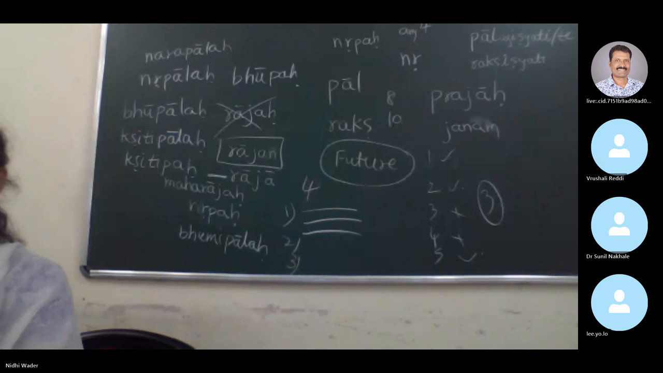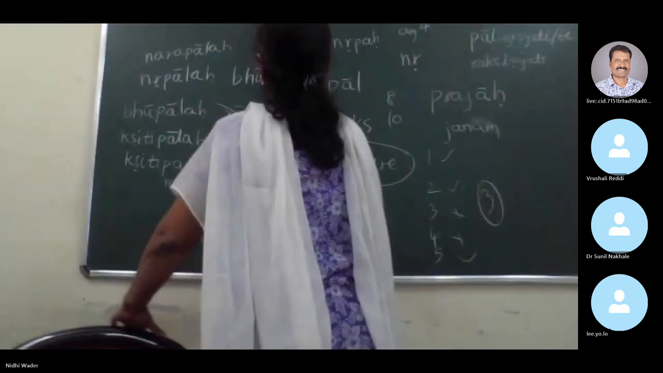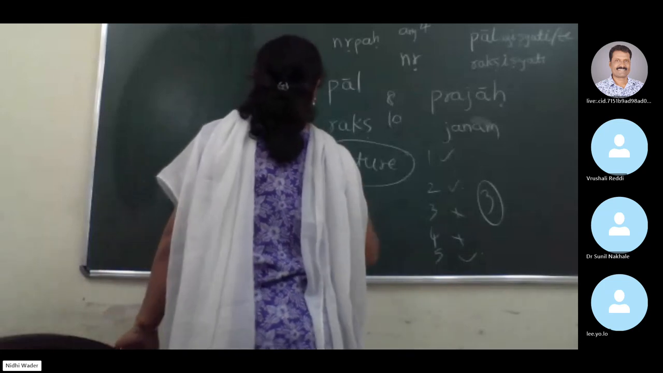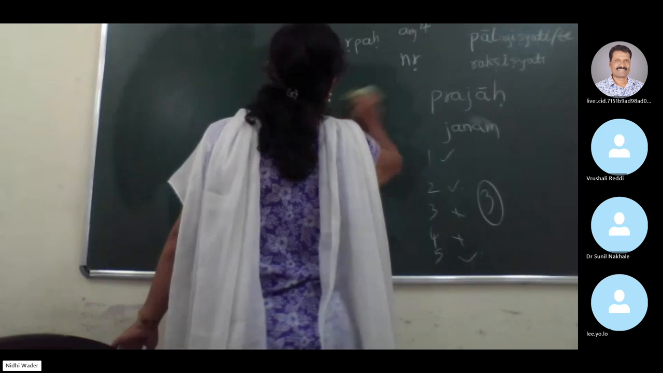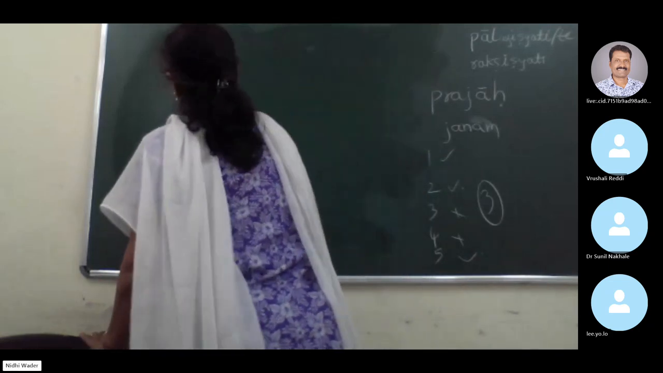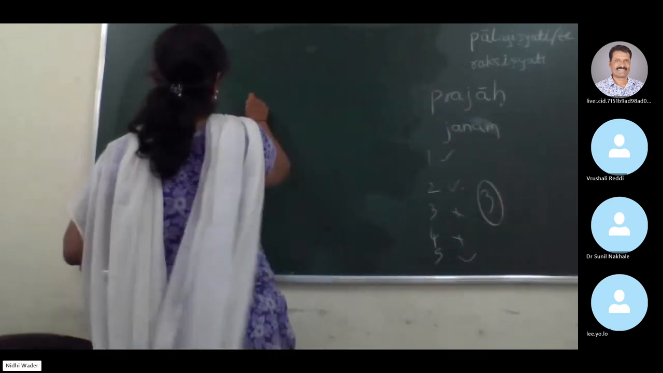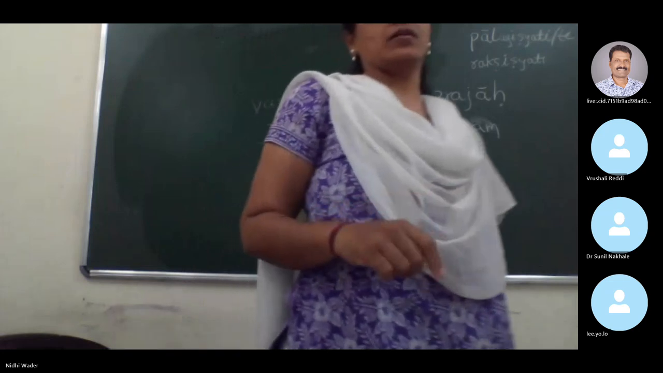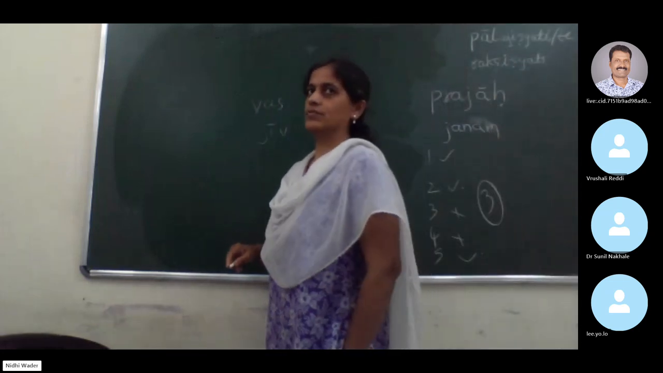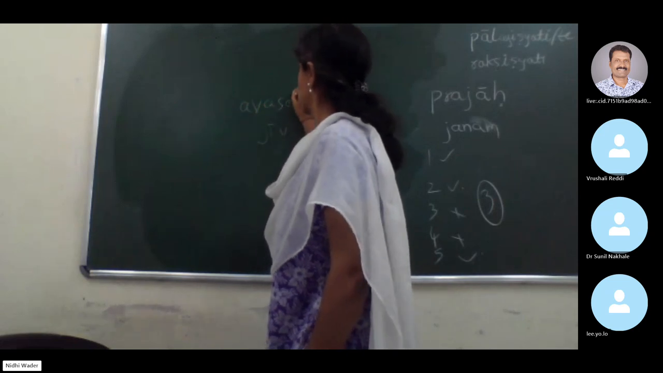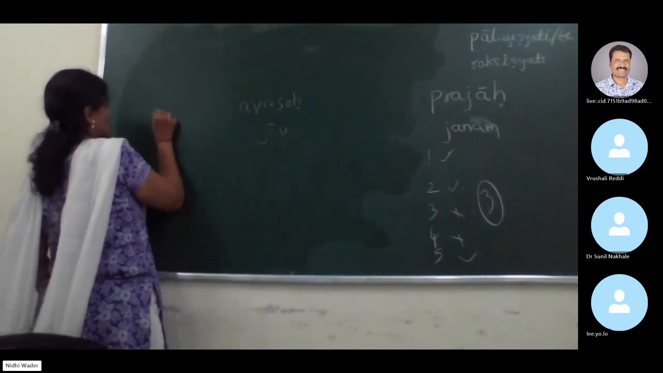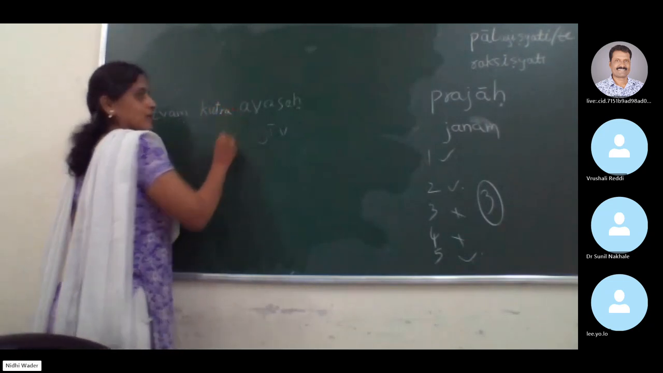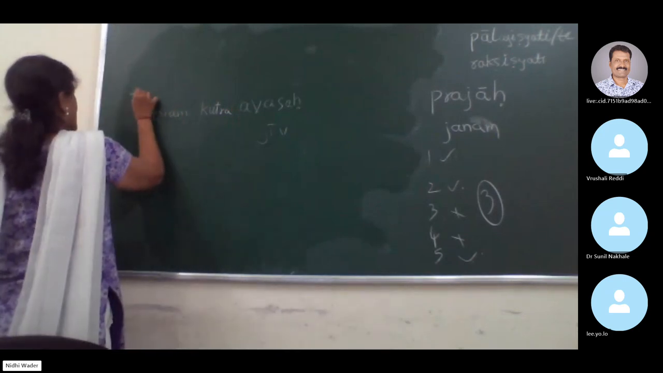Okay, so suppose I am using "you live". What is the verb? Live? Okay, you are using jeev. Anything can be used. Vasa is also to live. Jeeva is also to live. Vasa. Yes, avasaha, because you are using tvam. Tvam putra avasaha.